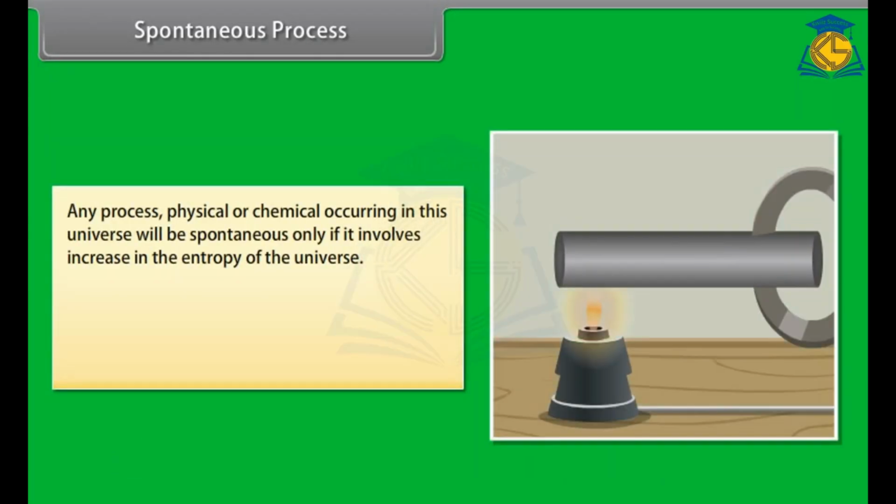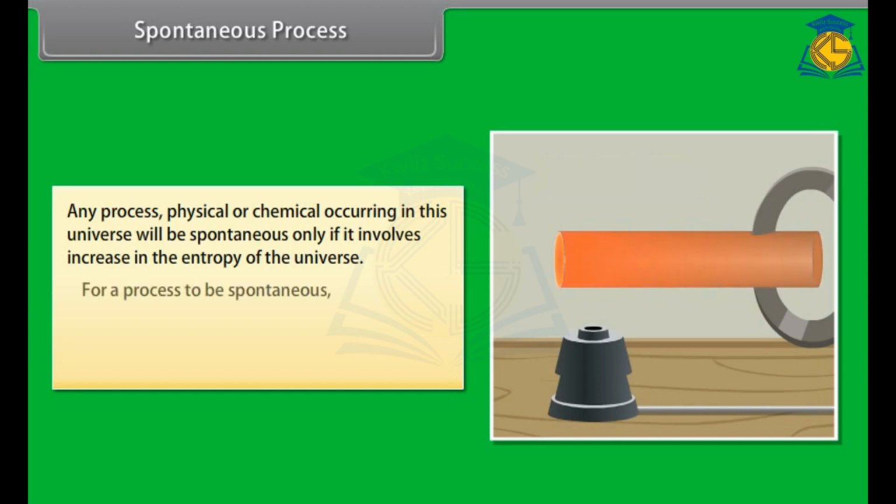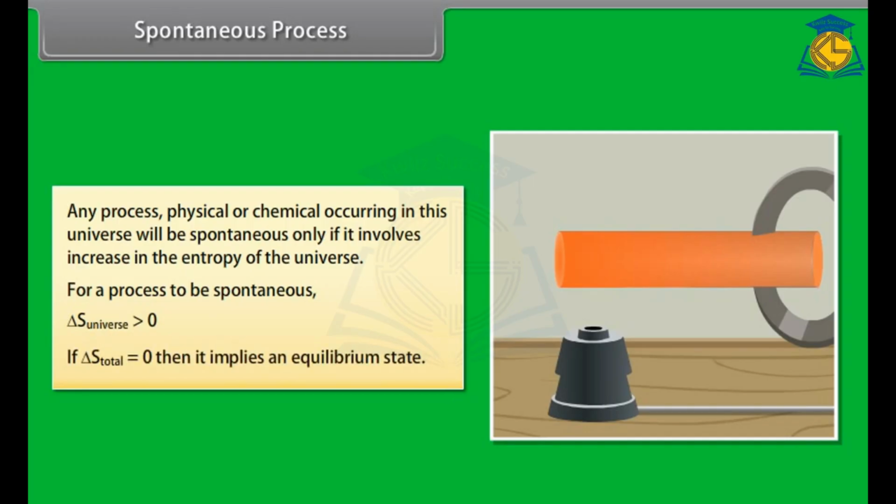Any process, physical or chemical, occurring in this universe will be spontaneous only if it involves an increase in the entropy of the universe. For a process to be spontaneous, delta S universe must be greater than 0. If delta S total is equal to 0, then it implies an equilibrium state.